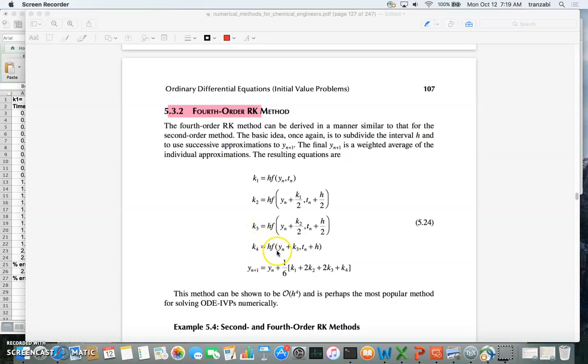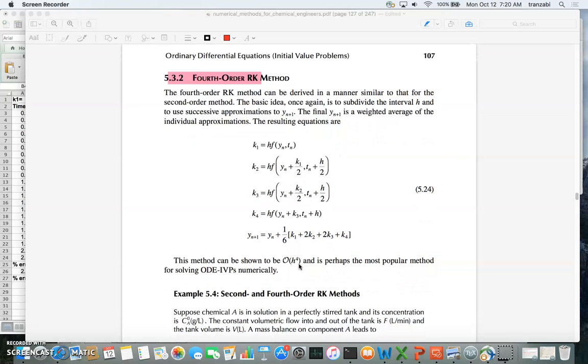And then k4 is the function f evaluated at y plus k3, and tn plus h. tn is the time value, or xn, you can call it the independent variable at the current point. Then we can calculate yn plus 1. After 4 steps, yn plus 1 is the current y plus 1/6 of k1 plus 2 times k2 plus 2 times k3 plus k4. So it's like a weighted average of the k's.